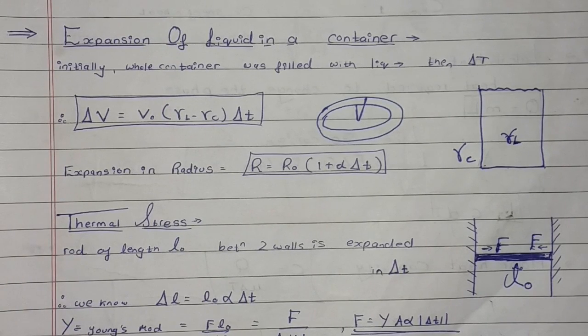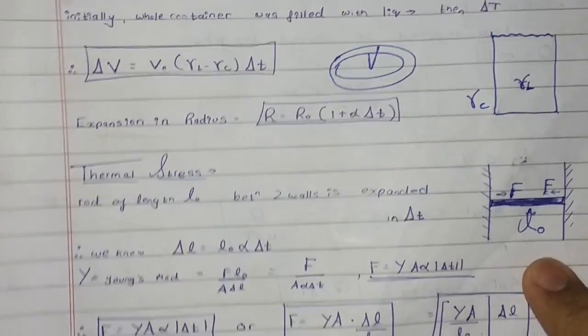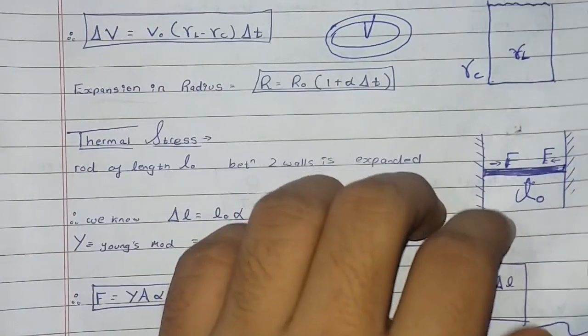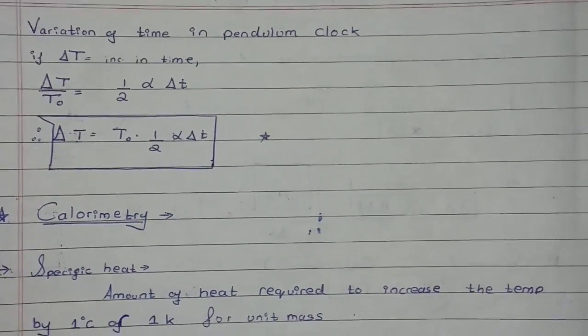Thermal stress: the rod is kept between two walls and heated, it would expand and create a stress on the walls. That would be F equals YA alpha delta theta and nothing else. Next comes variation of time in pendulum clock.